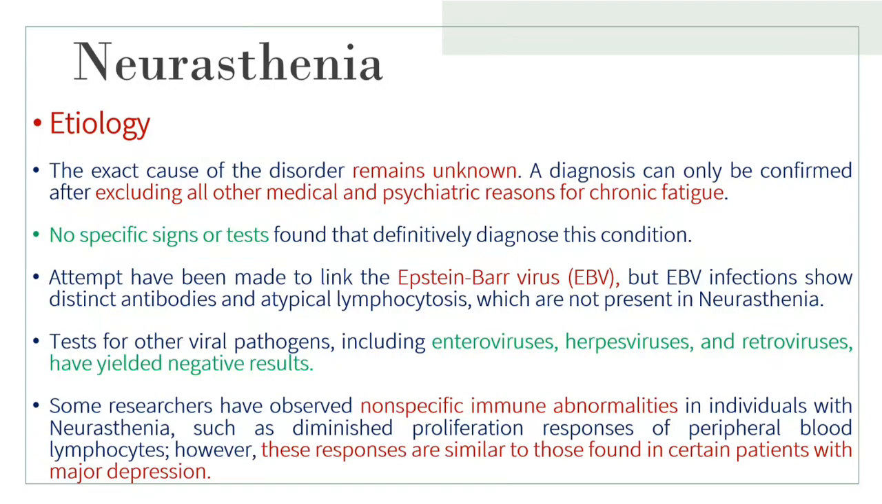Some researchers found non-specific immune abnormalities in individuals with neurasthenia, such as a diminished proliferation response of peripheral blood lymphocytes. However, these responses are similar to those found in certain patients with major depression. So this is also a non-specific finding.